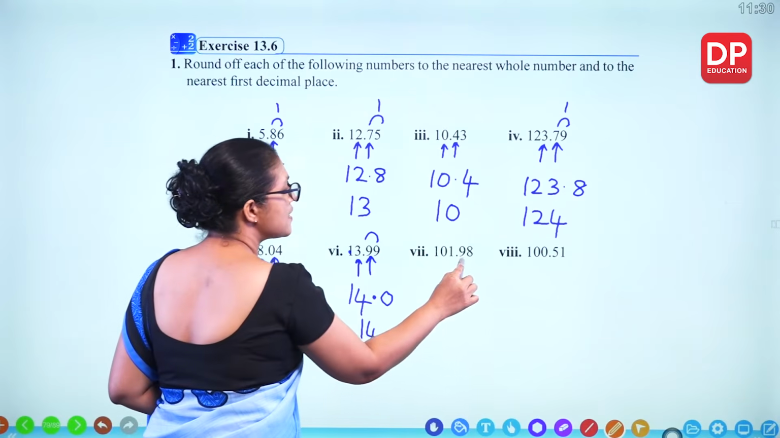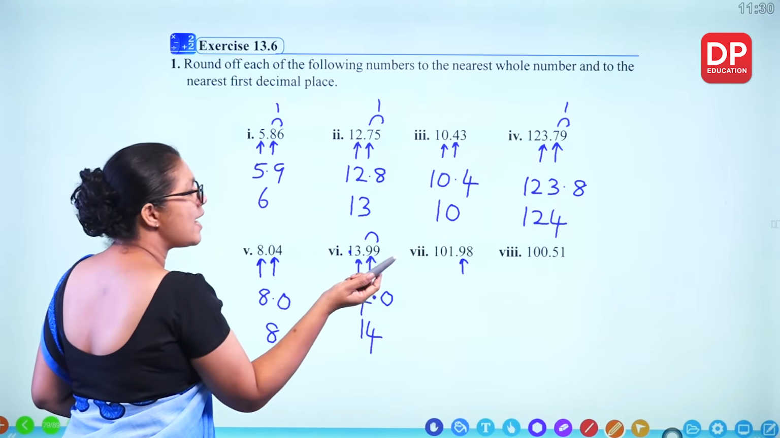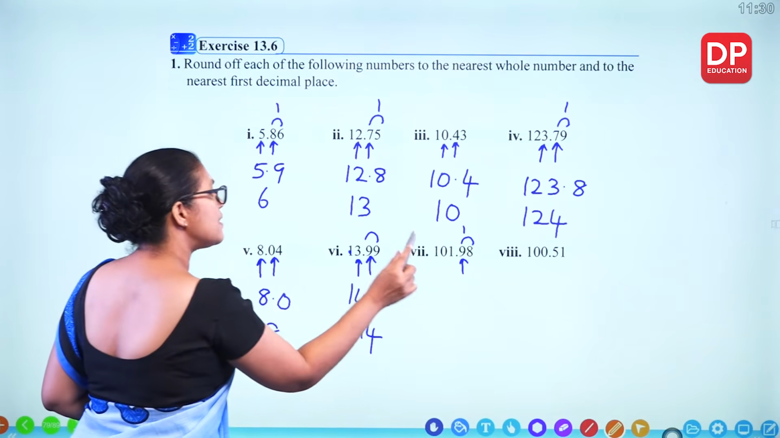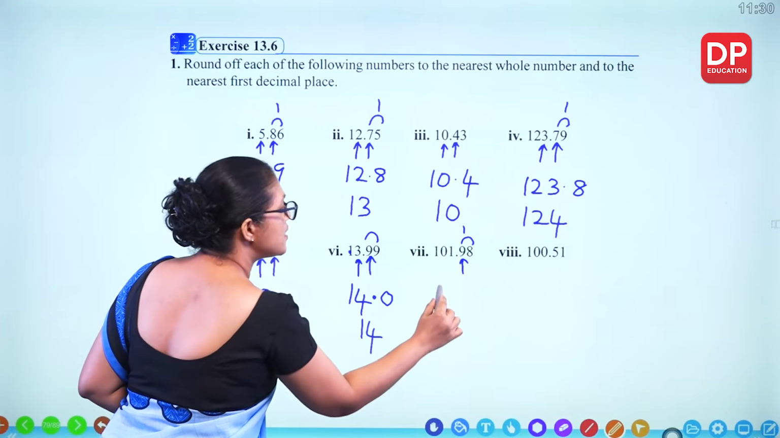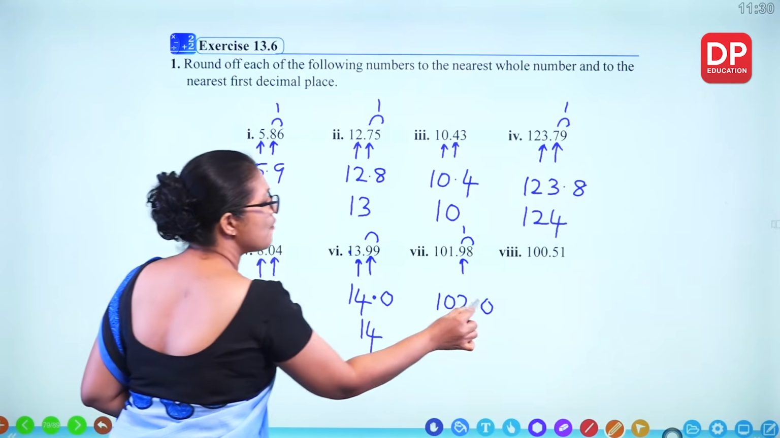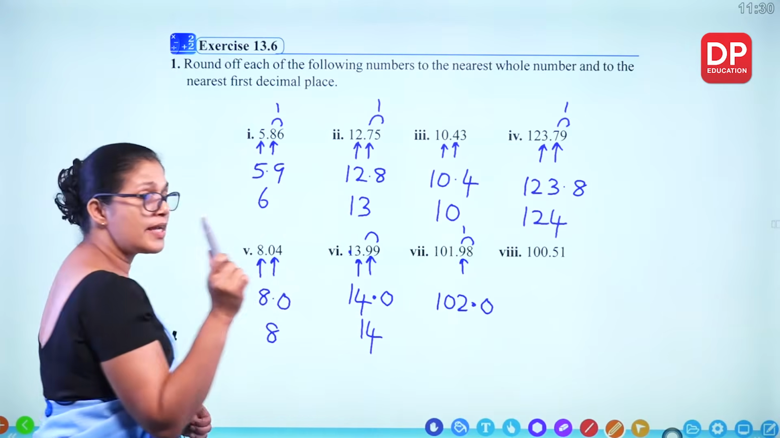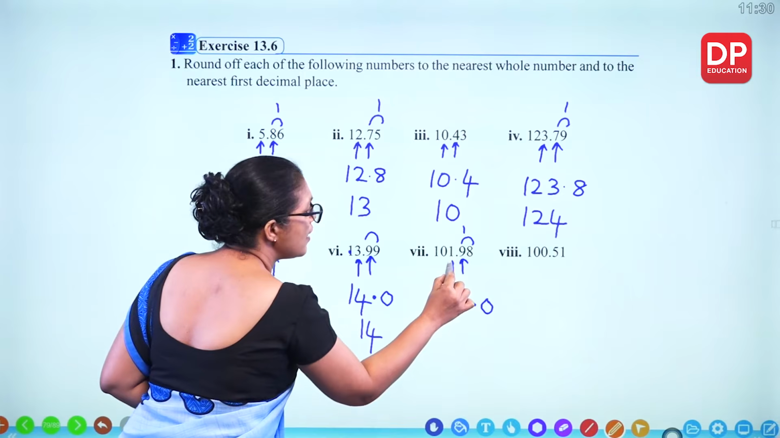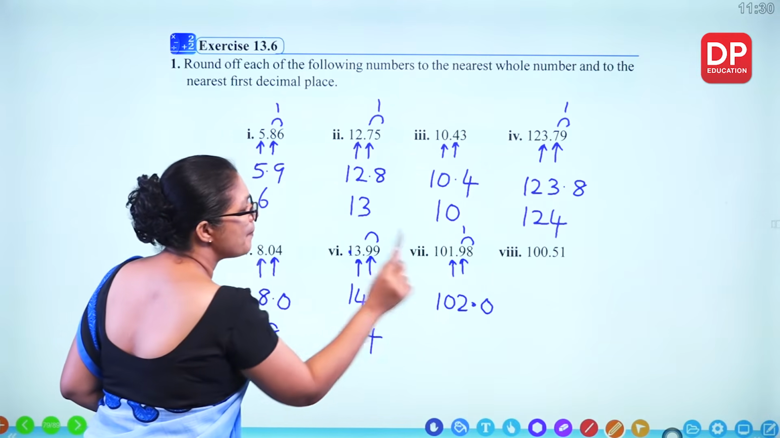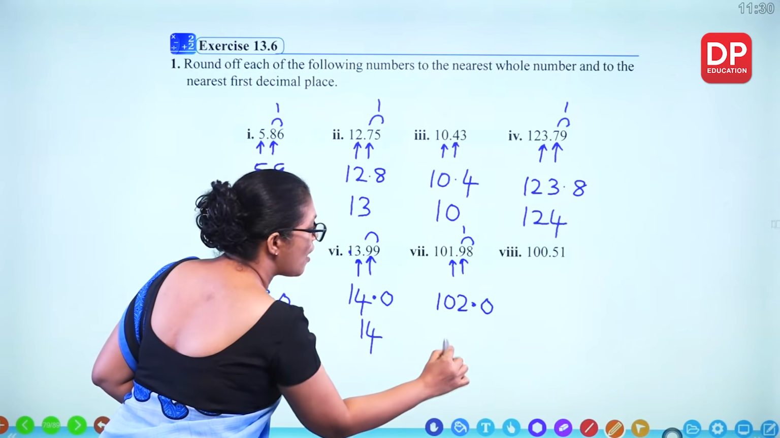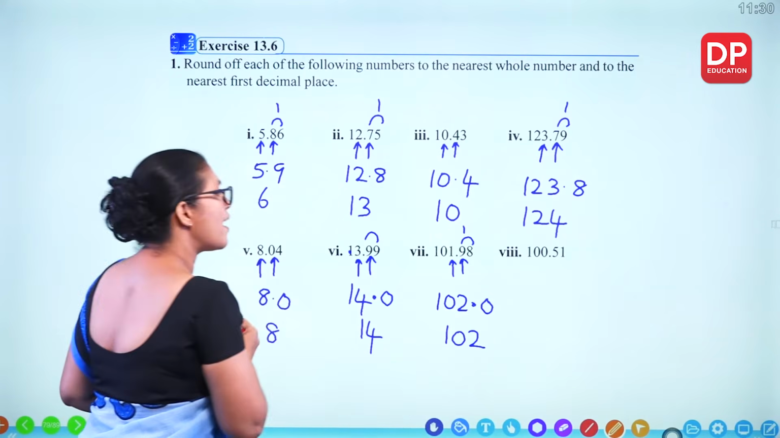101.98. The first decimal place is here. More than 5, add 1 to that. This becomes 20. So 102.0. You have to put a 0 because we are considering the nearest first decimal place. 101 to the nearest whole number. The next digit is more than 5. So you need to add 1. So this becomes 102.